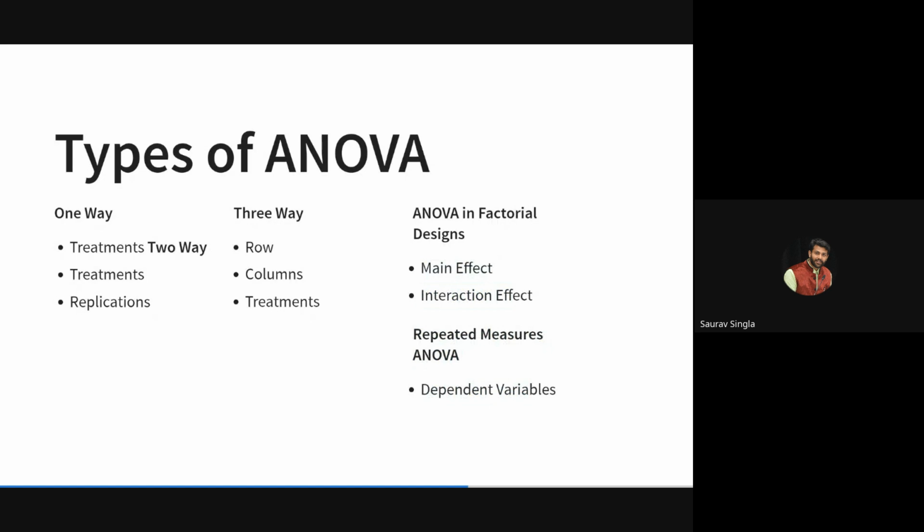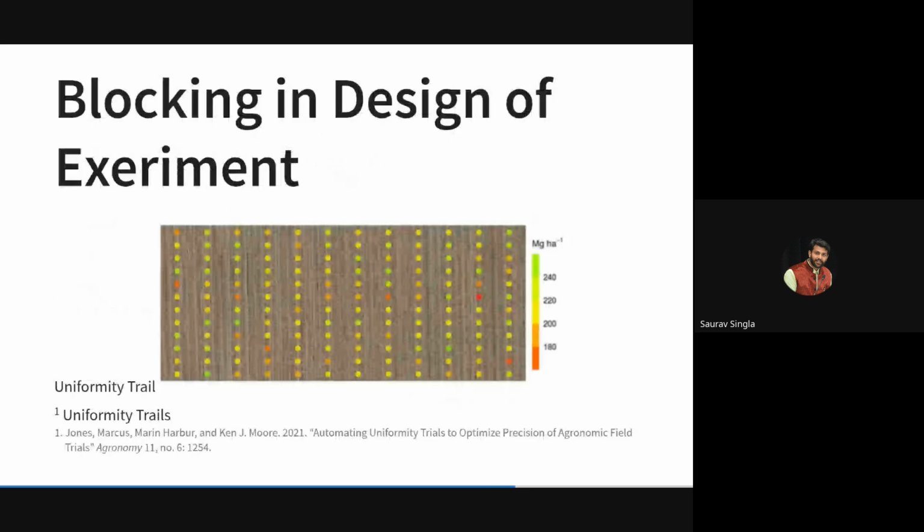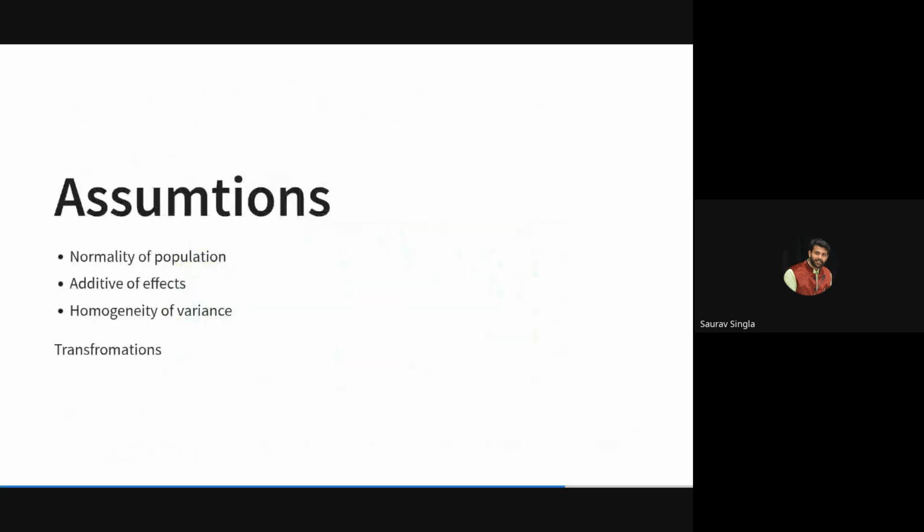For today's lecture, we will keep it up to the one-way example. Then we will proceed in the further sessions to the two-way and the factorial designs. If we have some time for the repeated measures, we will keep that one as well. Okay, I think this one we have discussed already. But there is one more important part I forgot to discuss.